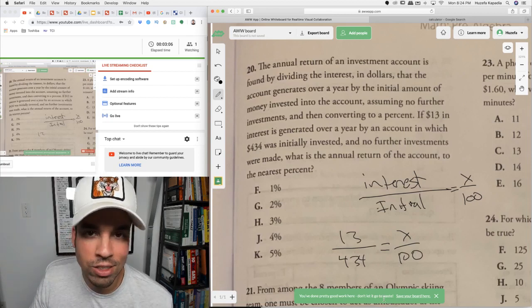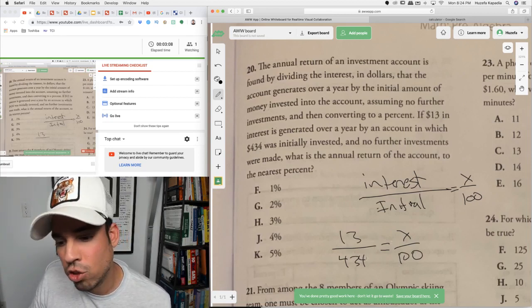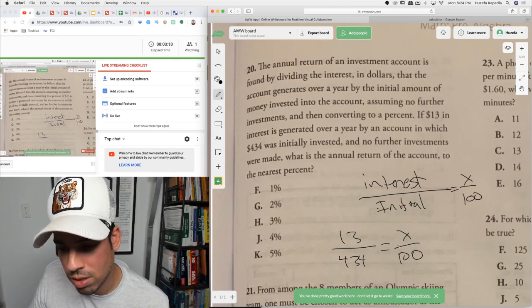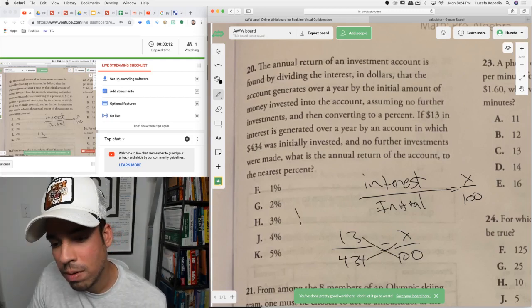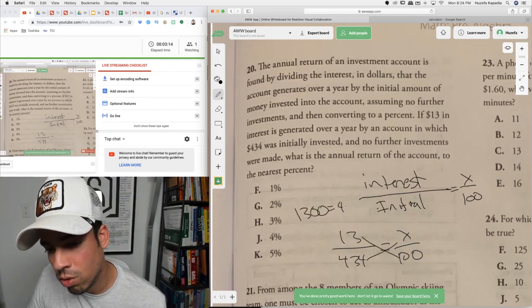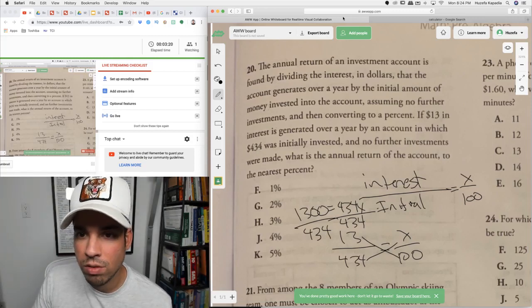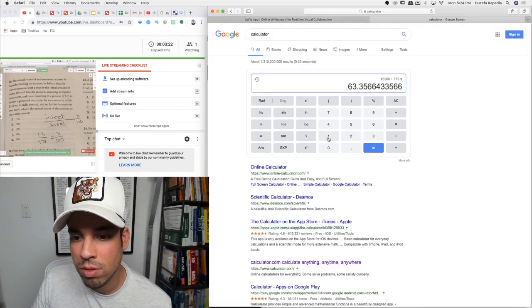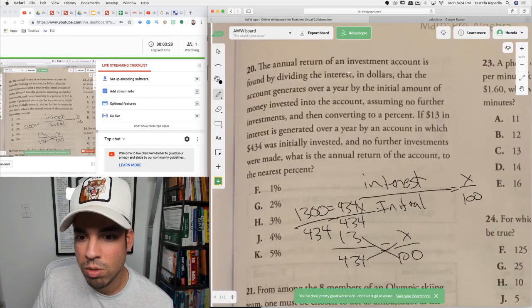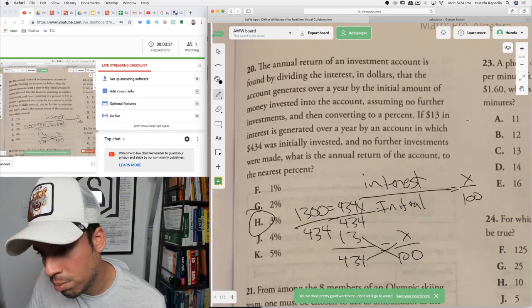We're basically just converting the interest out of the total into a percent. Set it up, cross multiply: 1300 equals 434x, divide by 434. So 1300 divided by 434 is about 2.9, so about 3%.